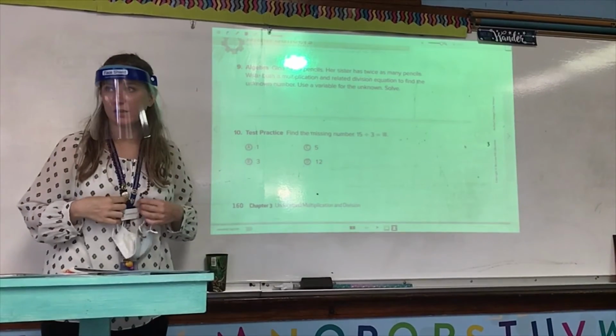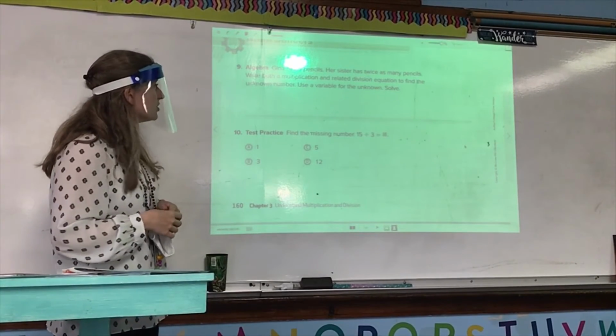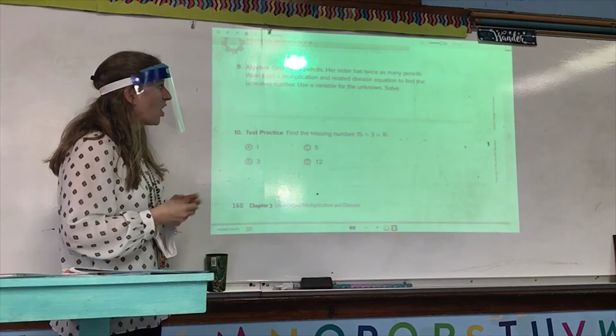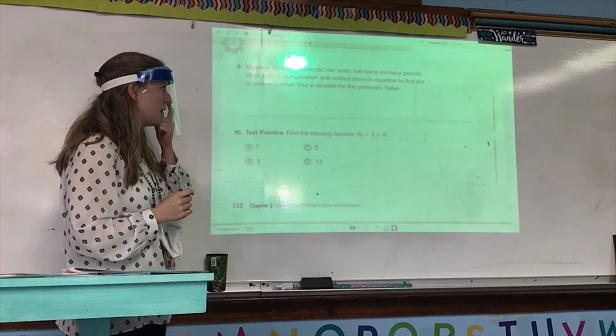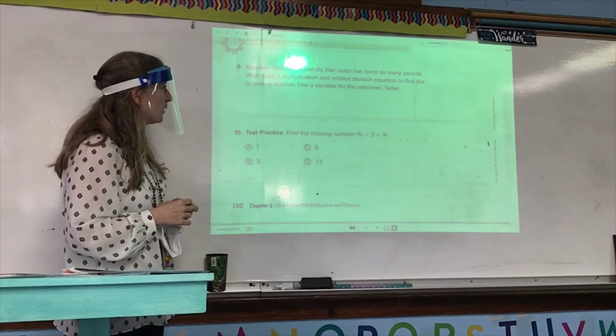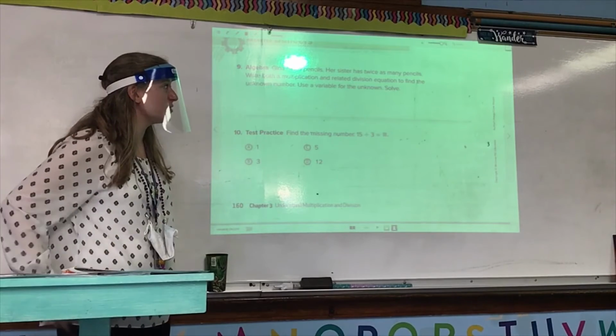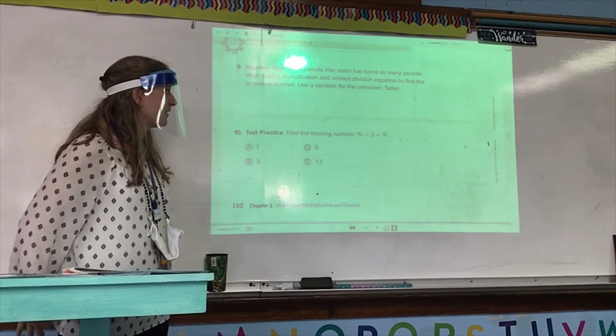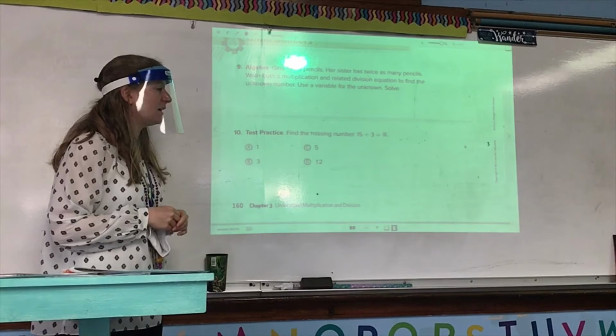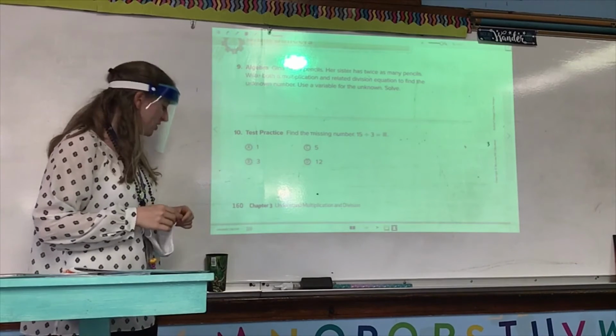Okay, so everybody look at number 9. Gina has 5 pencils. Her sister has twice as many pencils. Write both a multiplication and related division equation to solve the unknown number. Use a variable for the unknown. Solve.